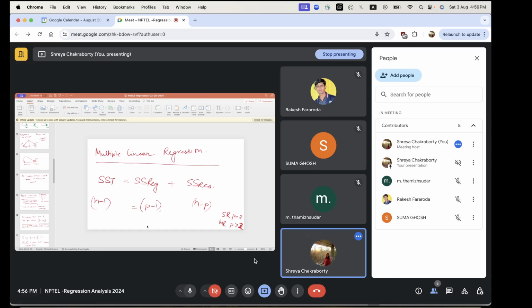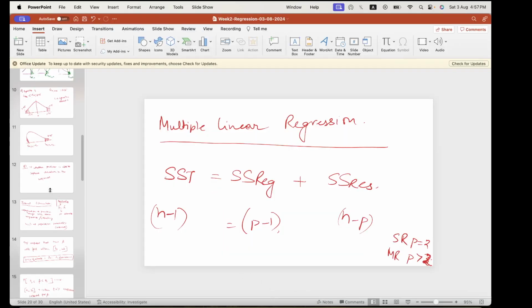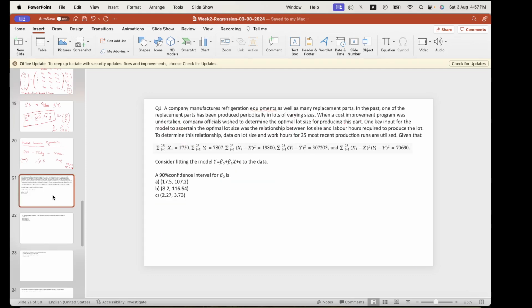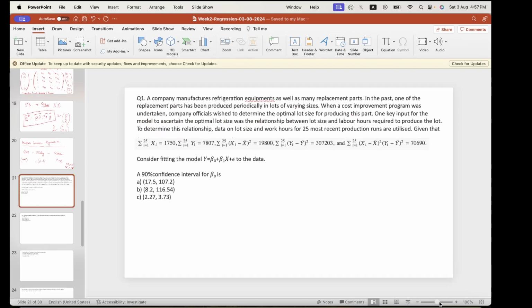Alright, I don't see any doubts, so I'll just proceed to solving a few problems which will help you in solving assignment 2 questions. Alright, so let us start with the first one. I hope you can see it.